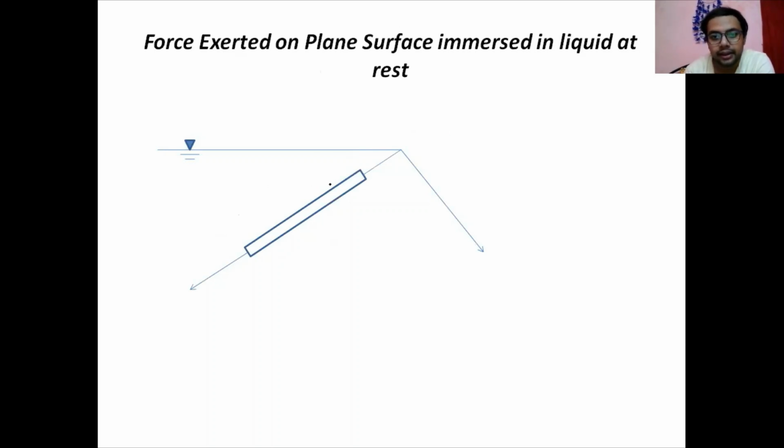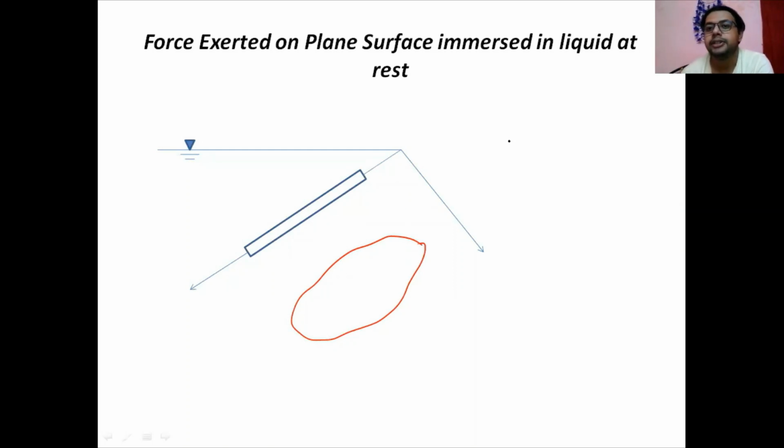So inside a liquid, one solid body or plane surface is immersed. How does it look? The solid body in cross section, if you see, is like this. Just consider one plane surface. The surface is a plane. If you see the cross section, it is like this.